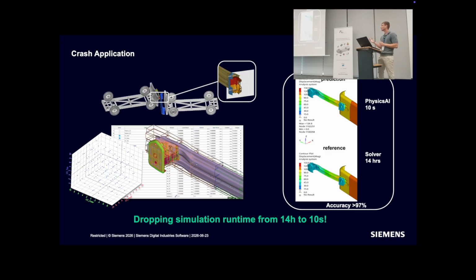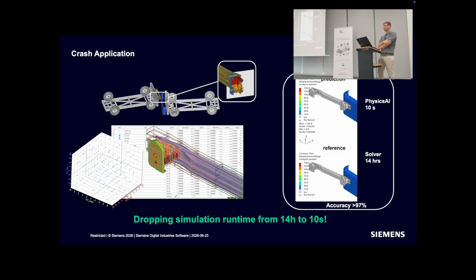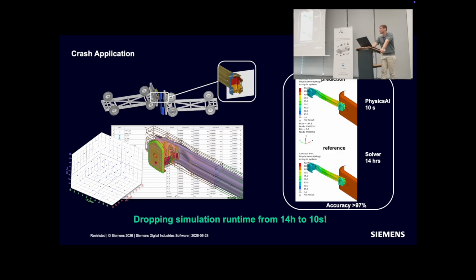In this case, unfortunately, we didn't have an already created data set, but we created one through a DOE study. So we varied the thicknesses in the materials of this bumper. And after creating the data set, we fed this data into physics AI and trained it. And now, during the deployment of this predictive model, we are able to get our results within 10 seconds, whereas the traditional solver takes 14 hours to run.